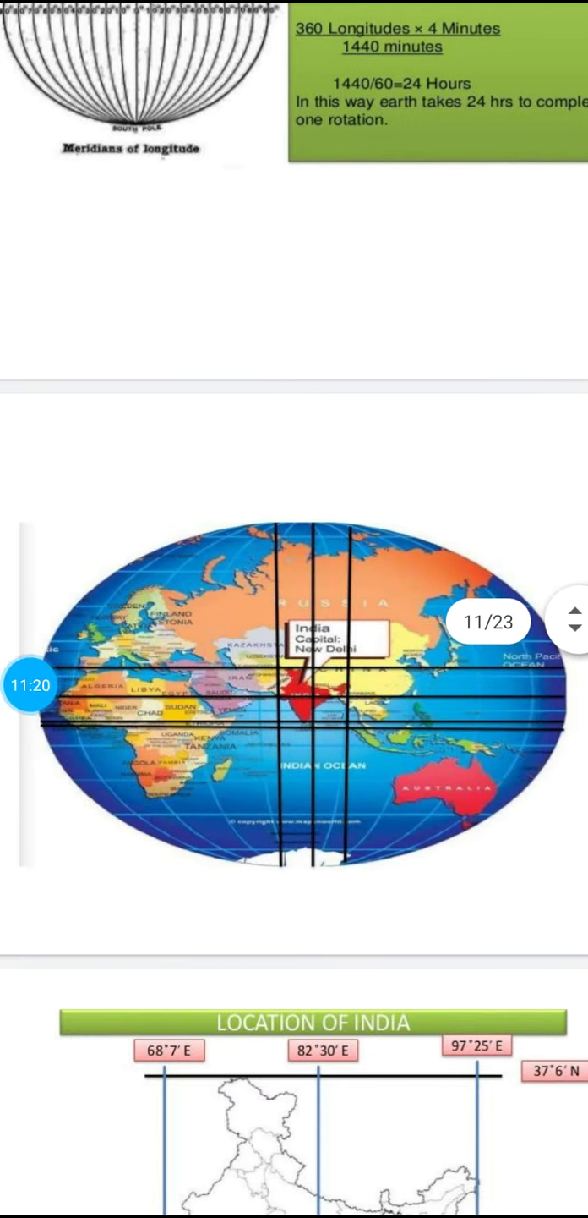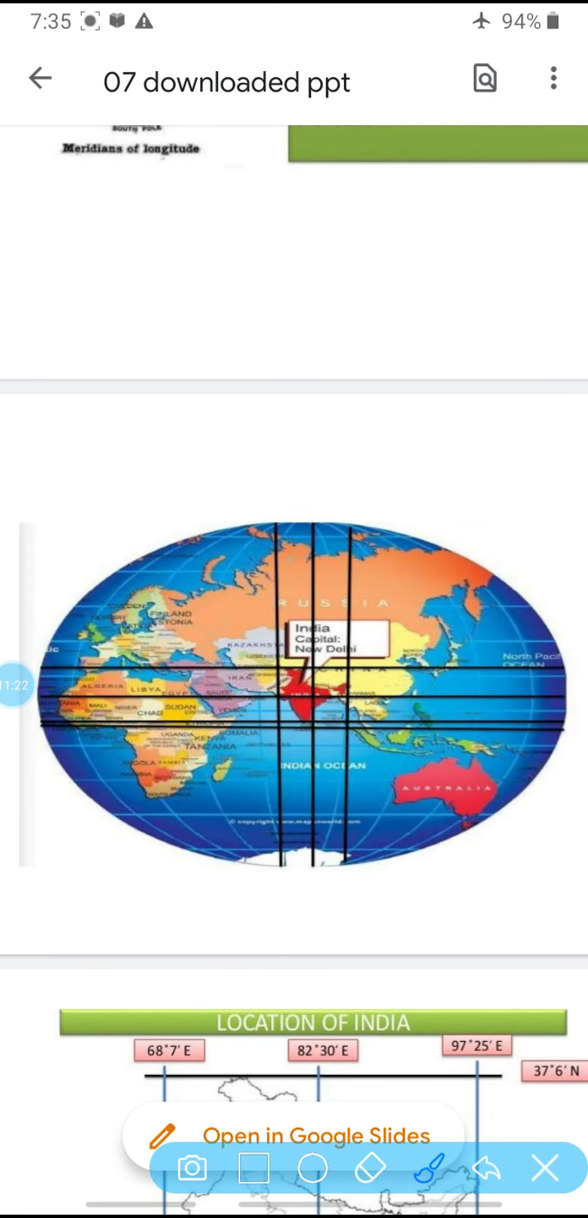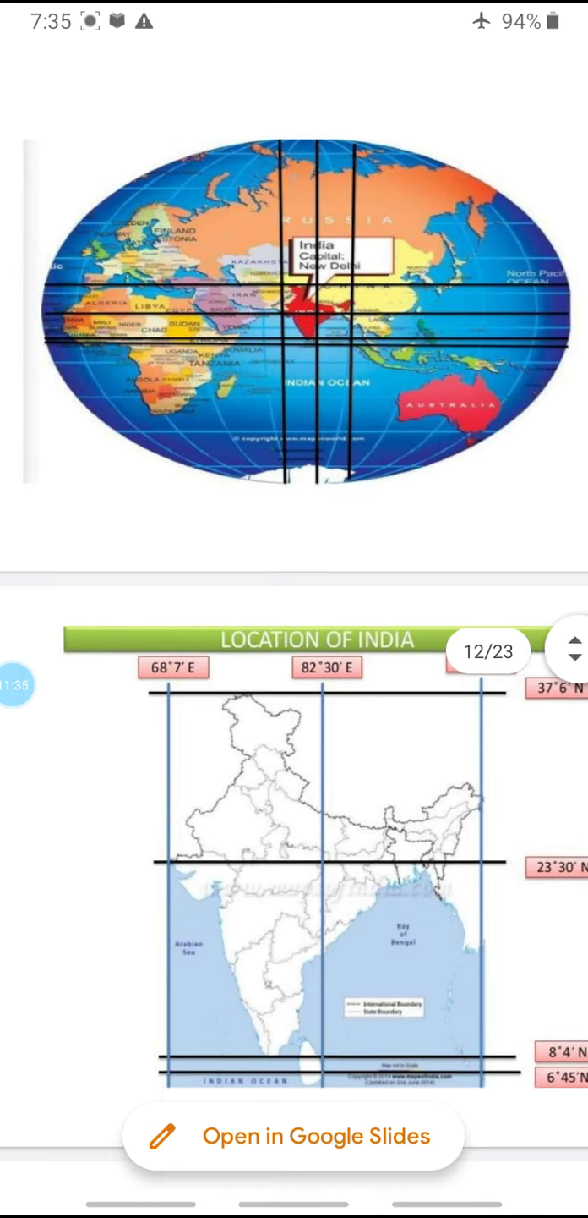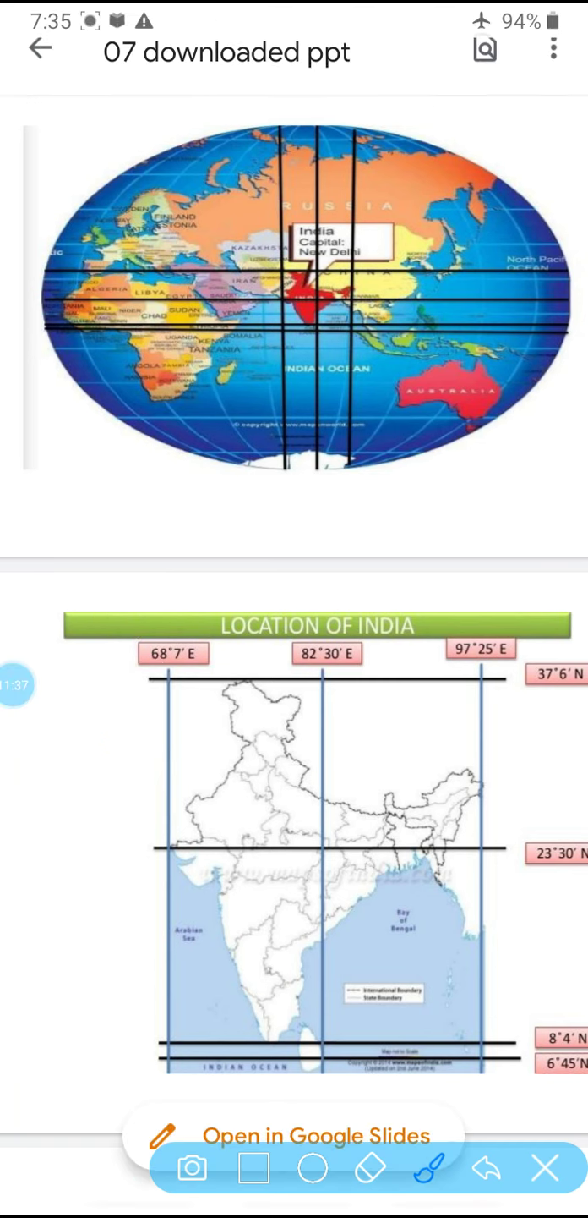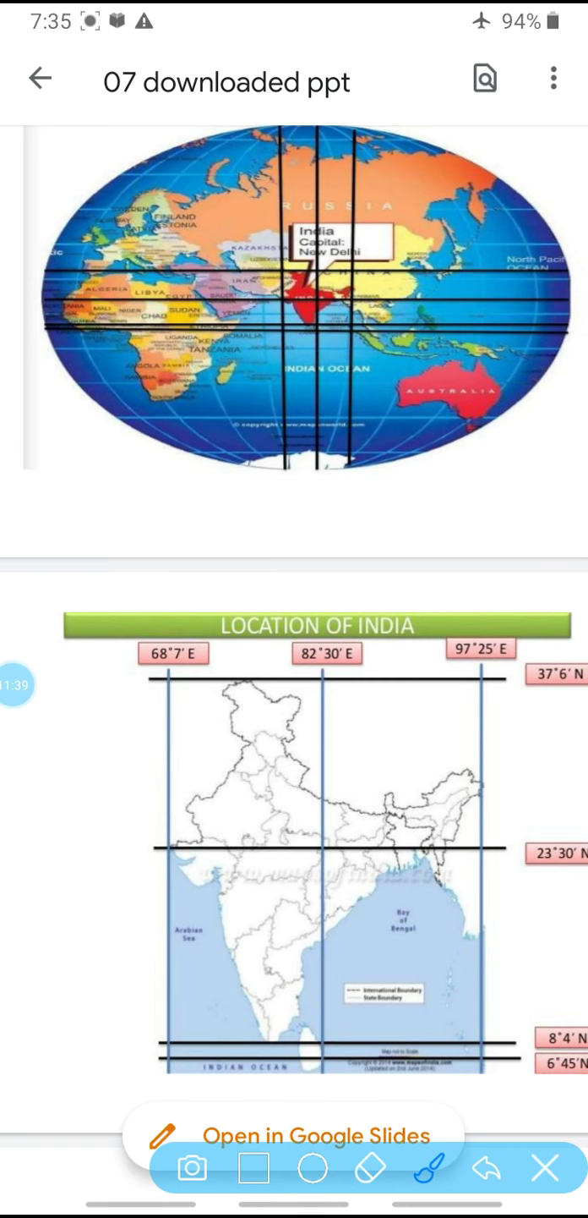Now this is the position shown in the India map, in the world map of India. The location of India in the world map is shown to you. These are the latitudes and these are the longitudes. Now what are the degrees? That is given in the next map. From here you can see this is 68 degrees 7 minutes east, and this is 97 degrees 25 minutes east. So this is the area we have according to longitude.